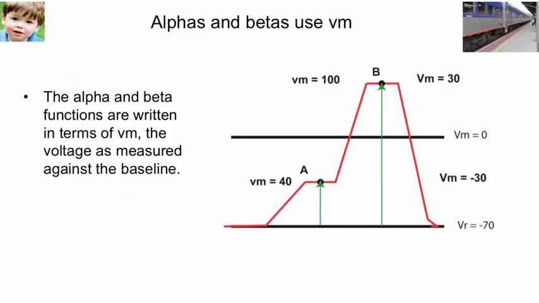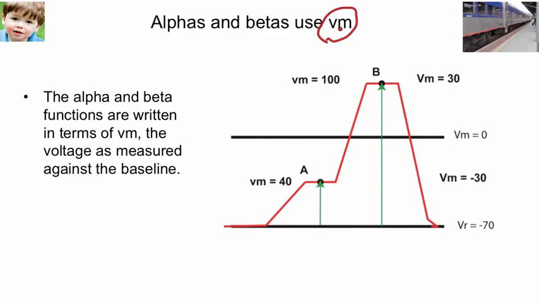Finally, you have to keep in mind that the alpha and beta expressions as written are done in terms of VM, little vm, the value off of the baseline. They are not done in terms of capital VM, the value absolute. The reason for this historically is that Hodgkin and Huxley could not measure capital VM. Their equipment was not stable enough to do that measurement. The ability to do that measurement reliably has been developed in the 50 years since they did that original work.